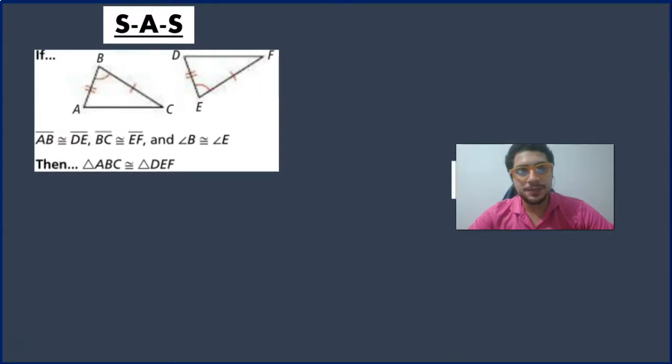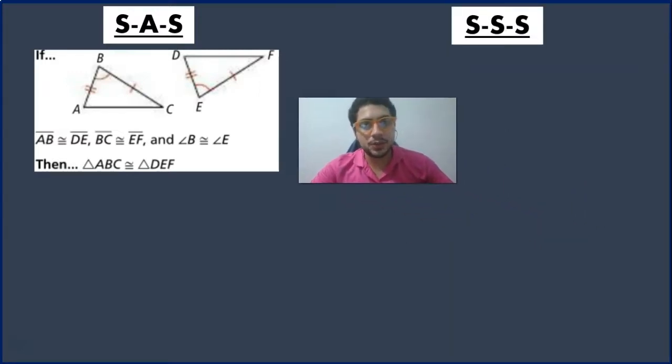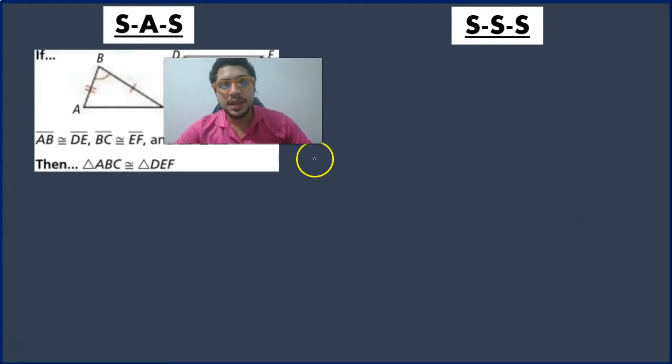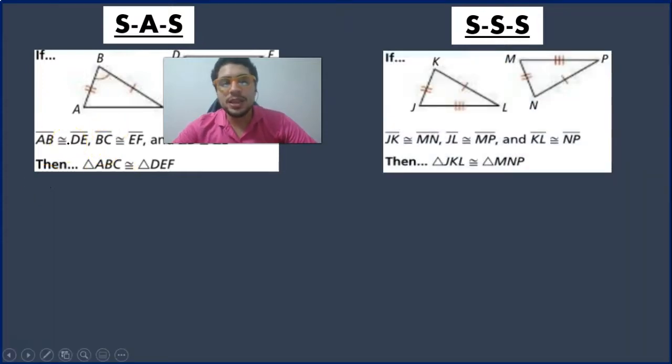Otherwise, we're going to continue. Now, the very next one we have is the SSS theorem. The SSS theorem basically tells us that whenever we have two triangles with the three sides being congruent, we can say that the two triangles are also congruent, right? So in this case, we have that KL and NP are congruent, KJ and MN are congruent, and we have that JL and MP are congruent. So we can say that the two triangles are congruent by the SSS.